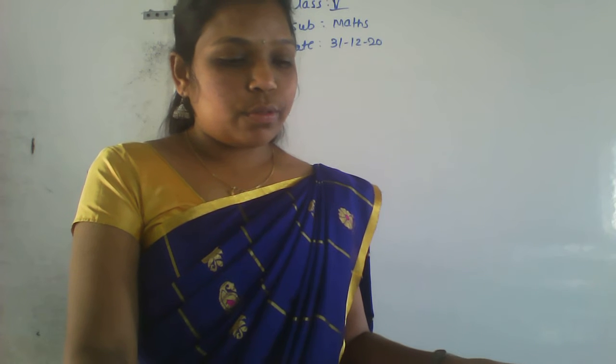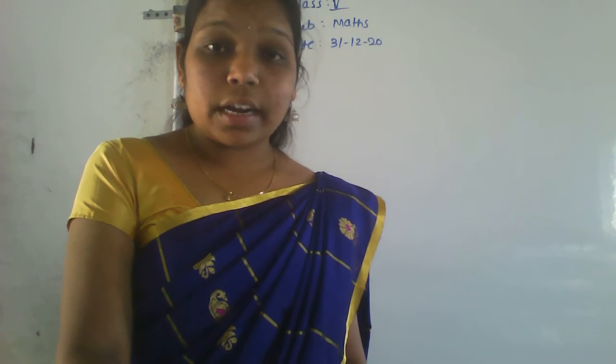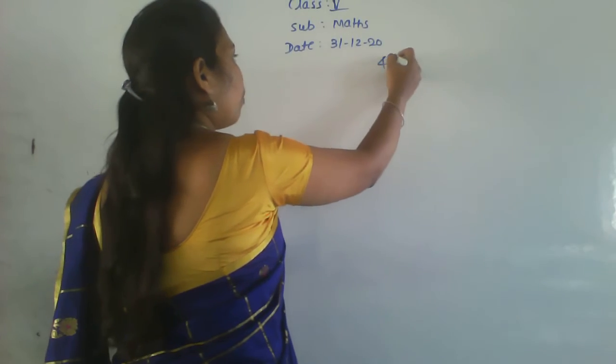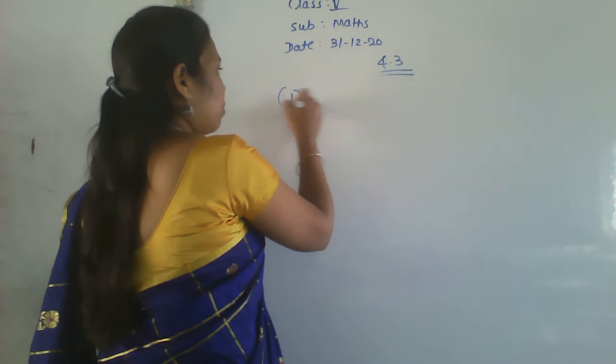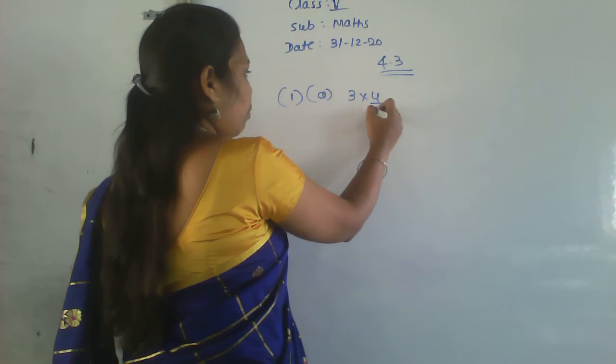Okay. So, start exercise number 4.3. You will come to know how to multiply here. The first problem here is 3 into 4 by 5.